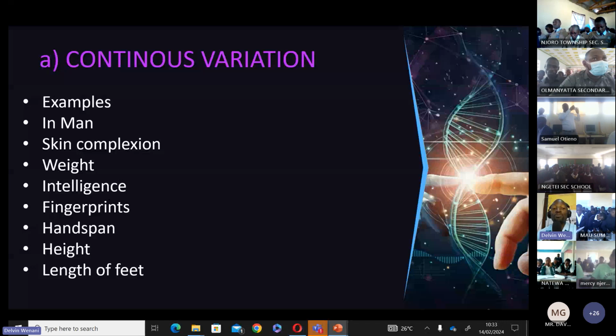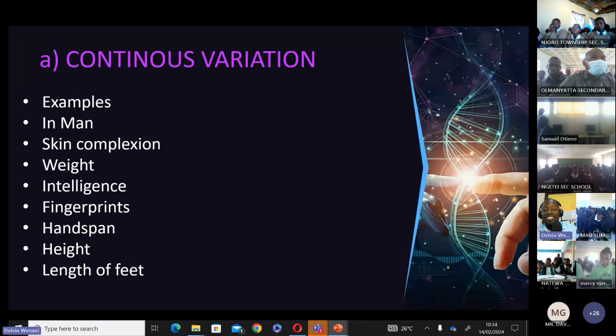We even have those ones with 150 and so on. So what does it mean? It means that I'm even told that there's an individual who has more than 250 kg. I don't know where that person is.